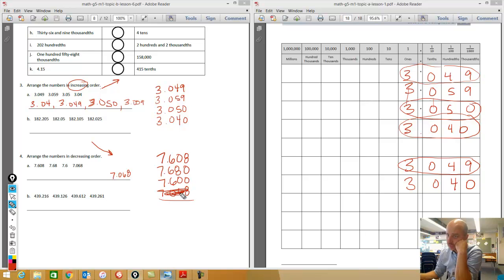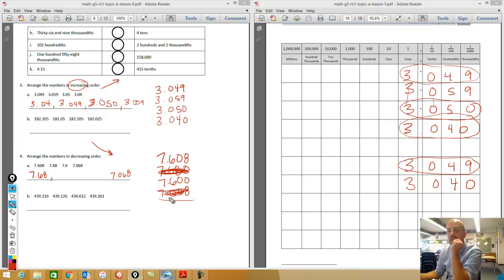I can cross him off. He's done for. These guys here. Which one's the biggest? This one right here, because the 8 is in my hundredths column, and he's the biggest. So this guy is definitely the biggest. And it's originally written as 68 hundredths. So there he goes. He's out. See you later, buddy.